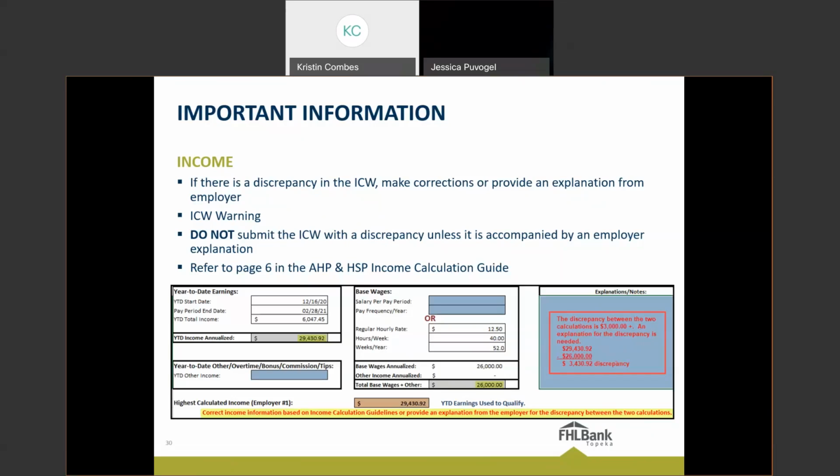The income calculation slides on the training tab also provide helpful information regarding discrepancies. I highly recommend reviewing the income calculation slides as they provide useful and helpful information that will help you have a better understanding of how to calculate income.